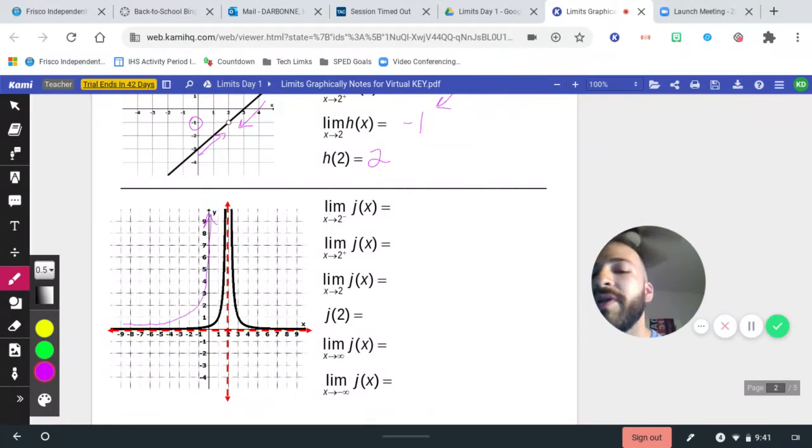what's our function doing? Well, it's shooting up forever, right? It's going to keep going up and up and up. Well, what's all the way up at the top of forever? Well, positive infinity. So as we approach from the left, the limit is equal to positive infinity, right?